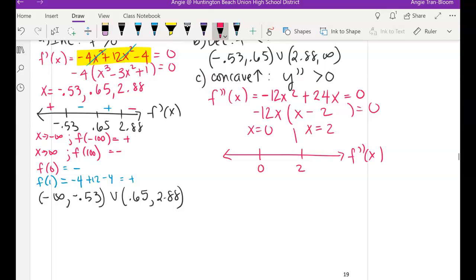And I'm just going to use the end behavior. As x approaches infinity, I'm going to use negative 100. Here is my second derivative right there. Negative 100 squared is always going to be positive.